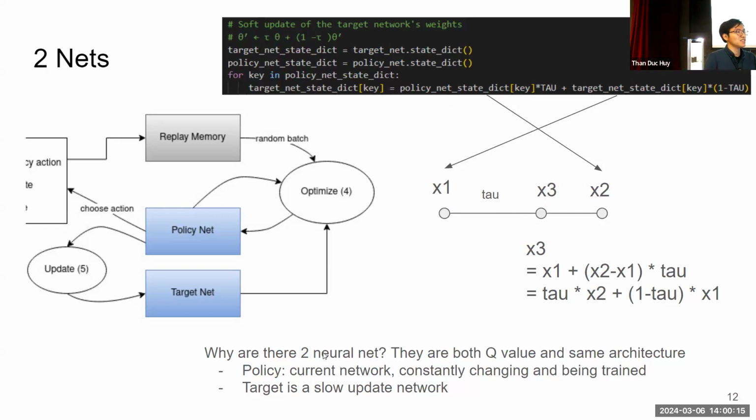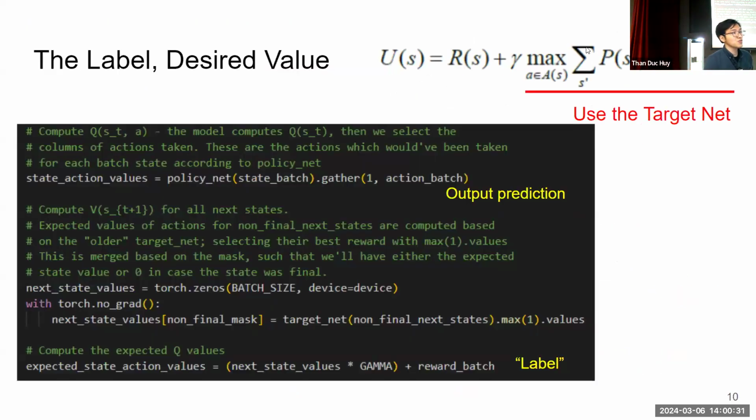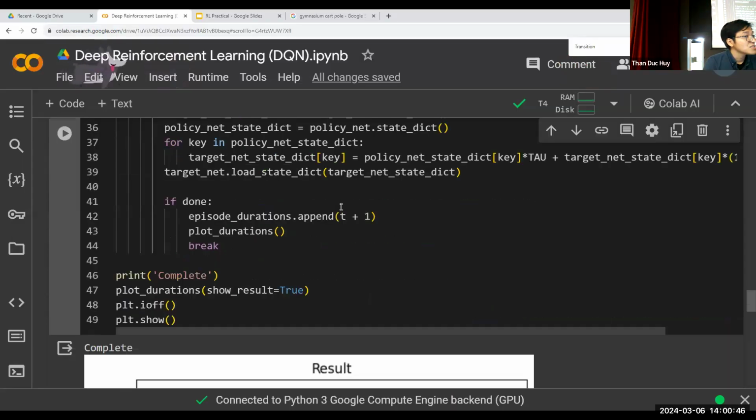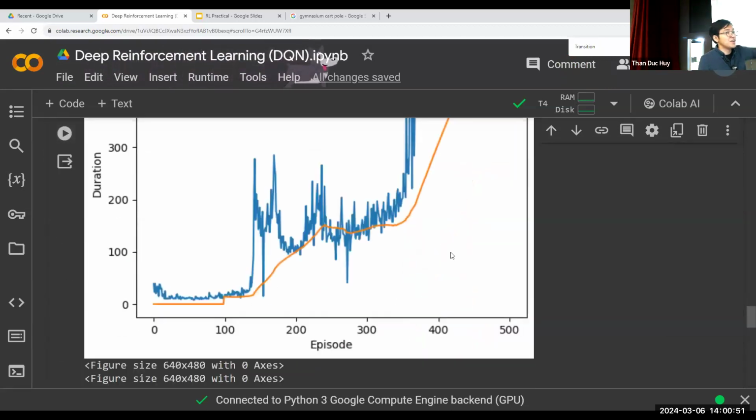Linear interpolated. So why are there these two nets? Again, the policy will explicitly take action, while the target net provides a more stable update. And it is the ground for us to use the Bellman equation. Recall, to get the Bellman equation label, we have to use the target net. Learning. I think that is all. And after that, it's just, see how it goes.